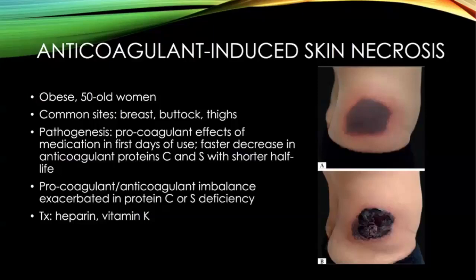Most will appear in areas of abundant subcutaneous tissue, and it's usually a well-defined painful macule that progresses to ecchymosis and then to necrotic tissue. The diagnosis is clinical, and then histopathology can help confirm the diagnosis. But once you see the necrosis, the treatment is with heparin, along with vitamin K to restore the levels of protein C and S. And then you discontinue the warfarin. However, this has not really changed the outcome.